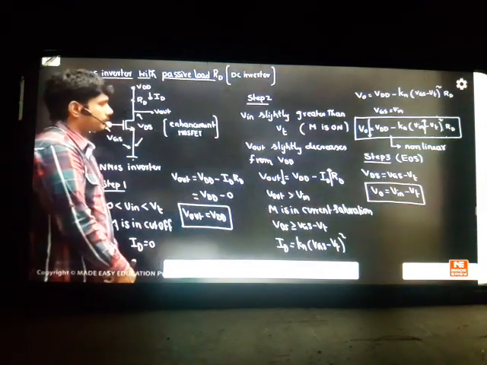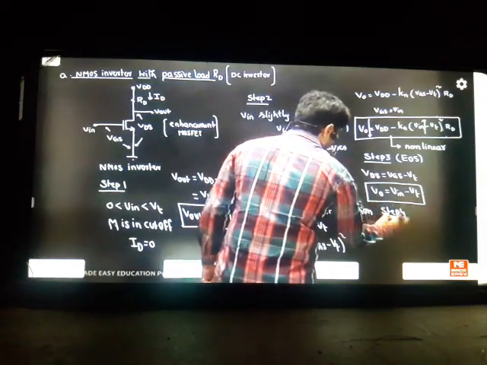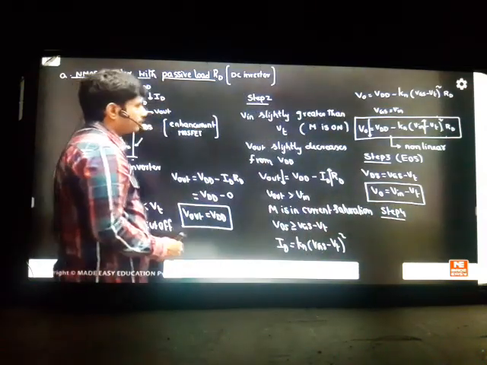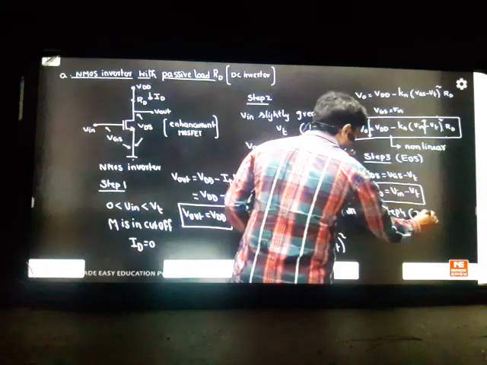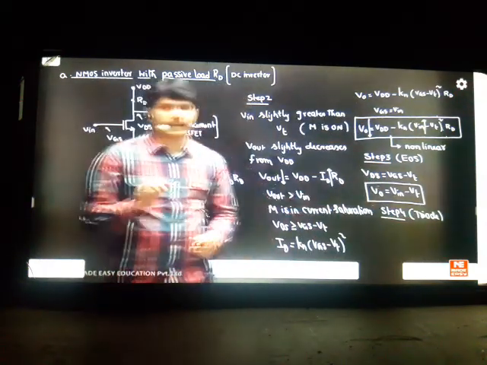Now the final point in the class. What is that? Last step, step number 4. If you want to come to triode, suppose you are interested to come to the triode region, what you have to do is your output should be less than VIN minus VT.